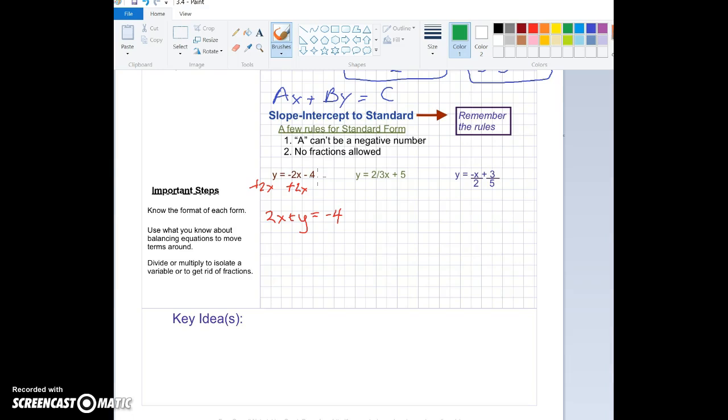So I think that may be what I do, is I'm going to keep my 2/3 x here, but I'm going to subtract my 5 from both sides. And I end up with y minus 5 equals 2/3 x. And then I think I'll subtract my y from both sides, and I get 5 equals 2/3 x minus y. Now, just because it's written on the right-hand side, it still means the same thing. So I'm going to rewrite it this way. 2/3 x minus y equals 5.